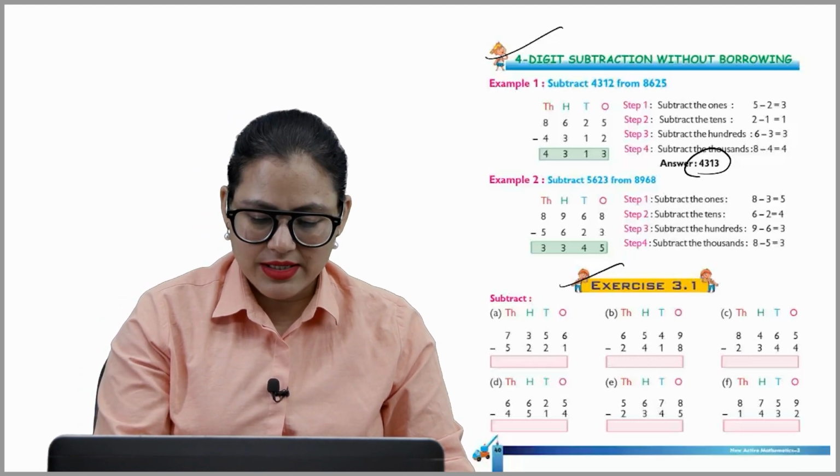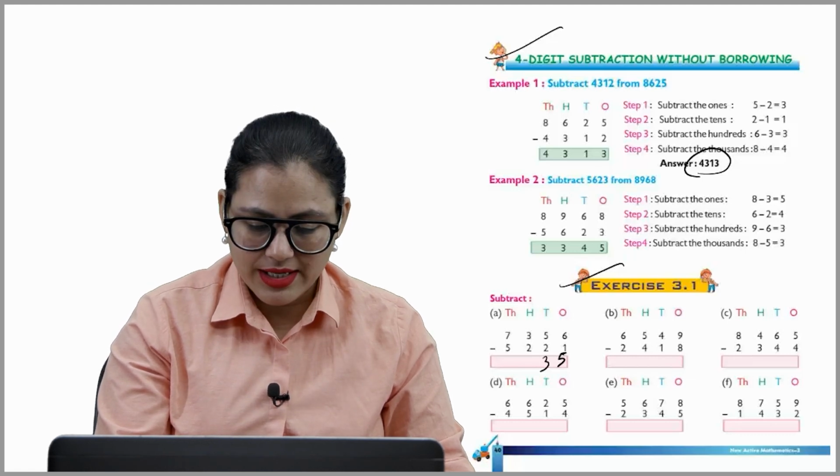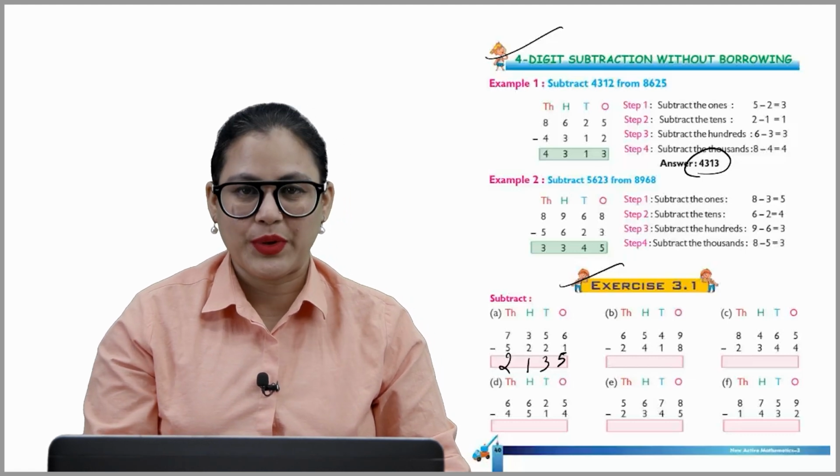Subtract. 6 minus 1 is 5. 5 minus 2 is 3. 3 minus 2 is 1 and 7 minus 5 is 2. Okay.